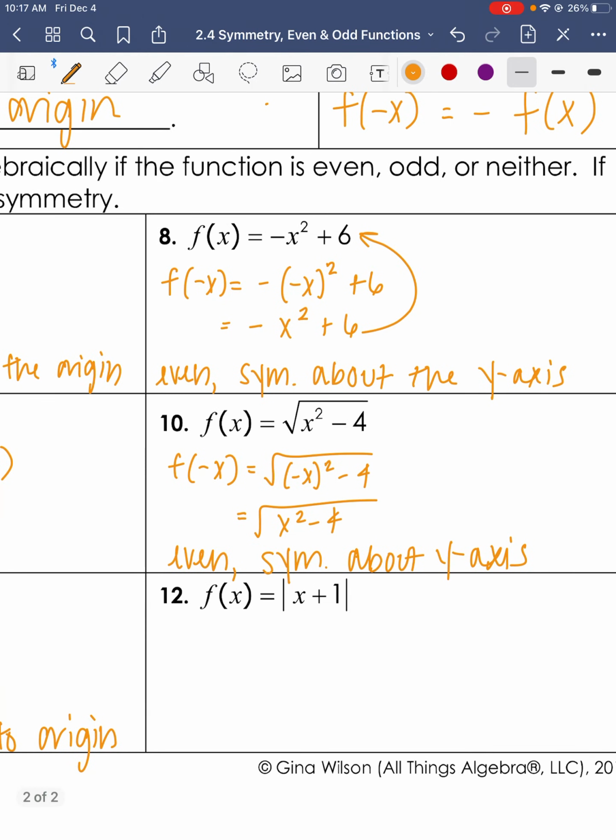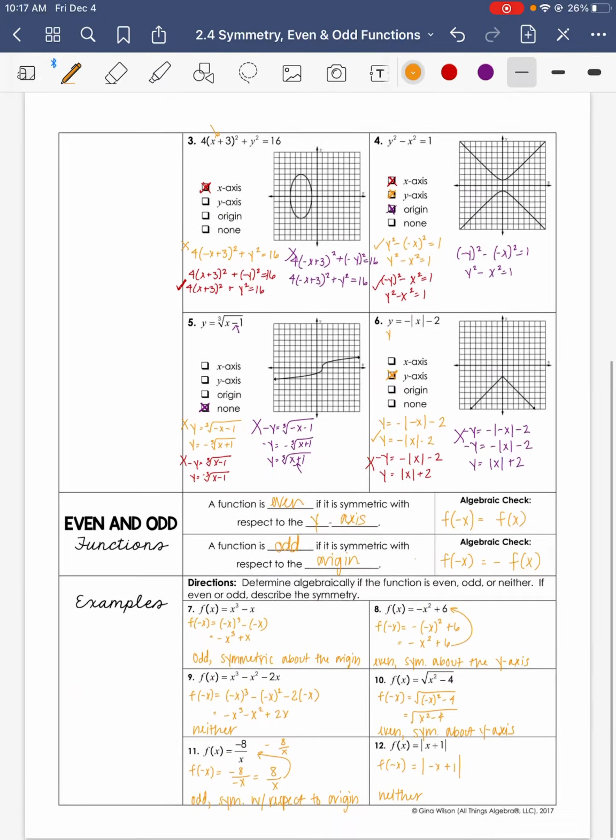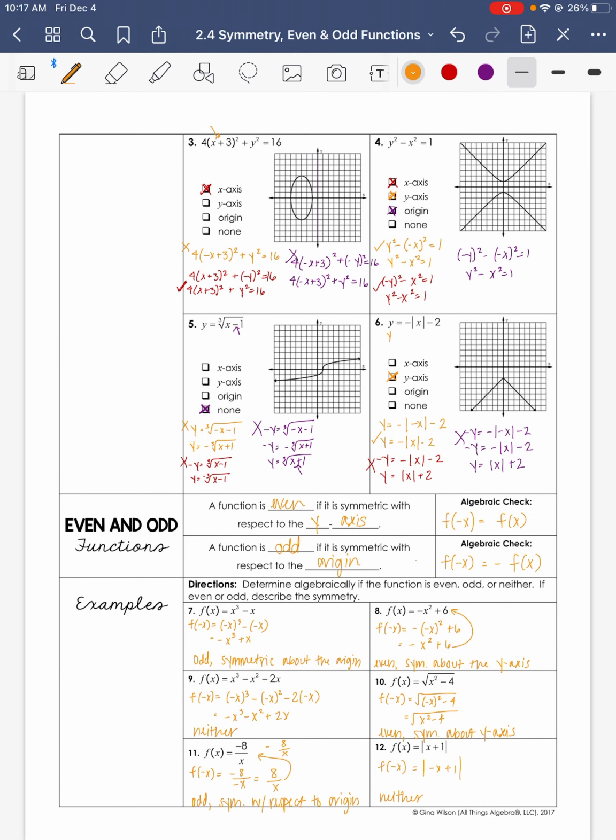And last one here, number 12, f of negative x is equal to the absolute value of negative x plus 1, which is not the original. And because we have a binomial here, we have two terms, we can't actually take the absolute value of this and find what that is. So this is neither even nor odd. And that is even and odd functions.